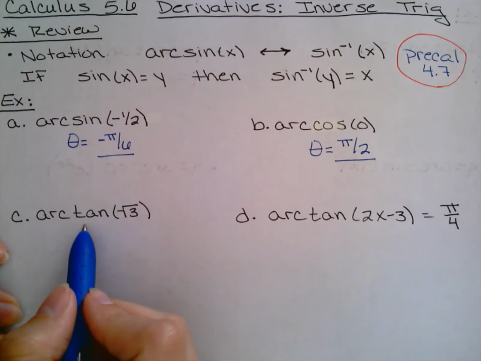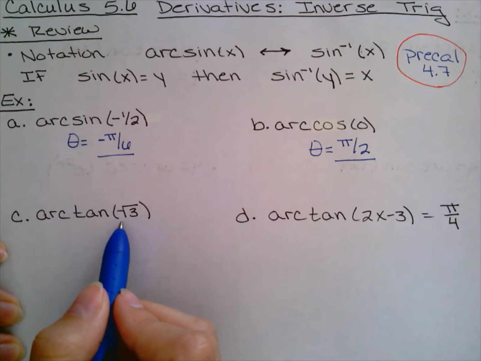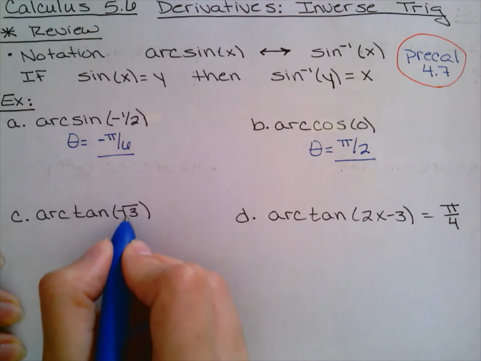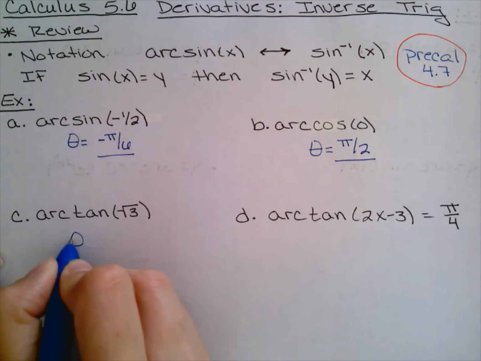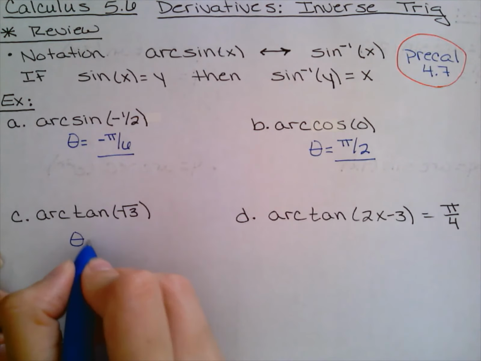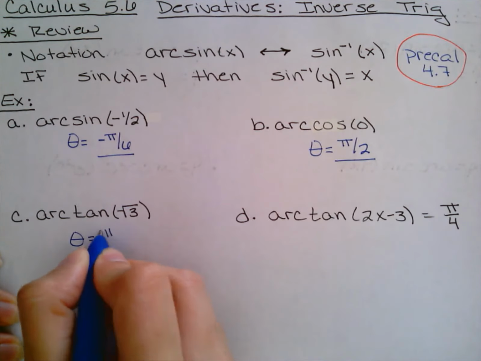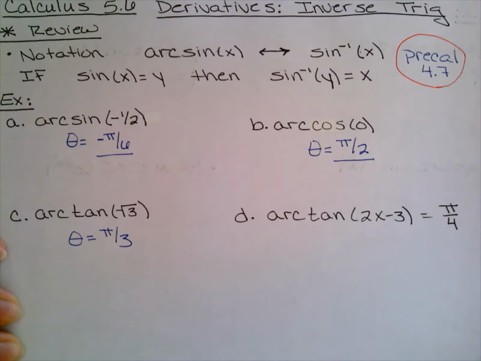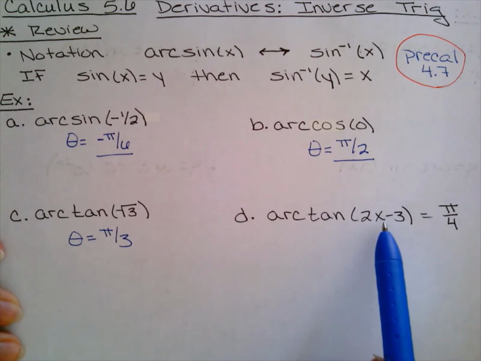Well, tangent, I'm looking at the right side, and I know tangents are positive in quadrant 1, so I can find a radical 3 for tangent. Remember, tangent is dividing the sine by the cosine, and I can find that at pi/3. For this next question, notice that there's more going on on the inside than just a number, and there's a variable, which means all I can do here is really just solve for x.